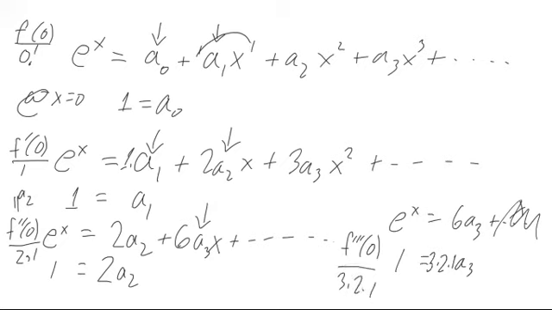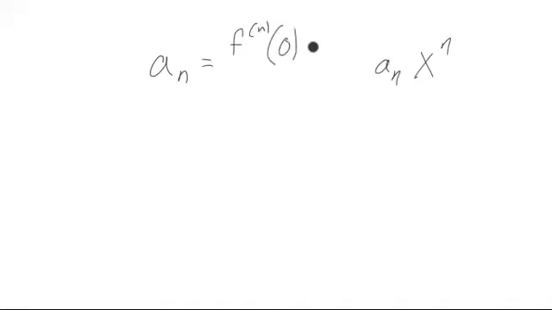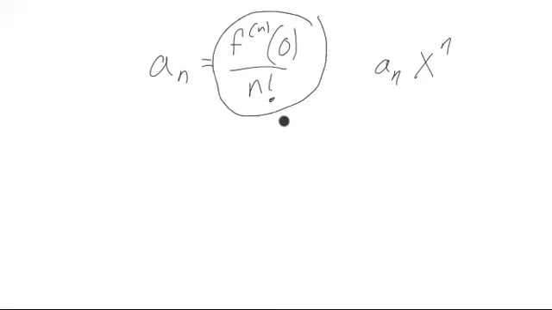Notice that we have a nice form for how we get our coefficients. To get the term for x to the n, a sub n is the coefficient, and to compute it, we simply take the nth derivative, using this notation for the nth derivative, plug in 0, and divide by n factorial. And that is how we can get our coefficient.